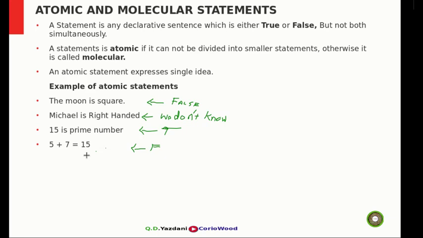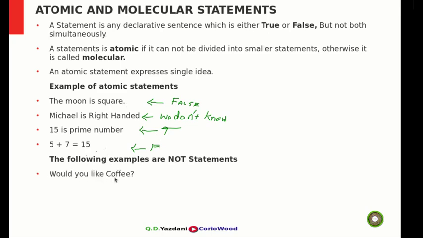Now we're going to show you some examples that are not statements. Would you like coffee? Go to school. 3 plus x is equal to 15. This paragraph is true or false. So we can say this paragraph is true, then we can say this paragraph is false. Going to the first one, would you like some coffee? This is a question, because it's not expressing a single idea.